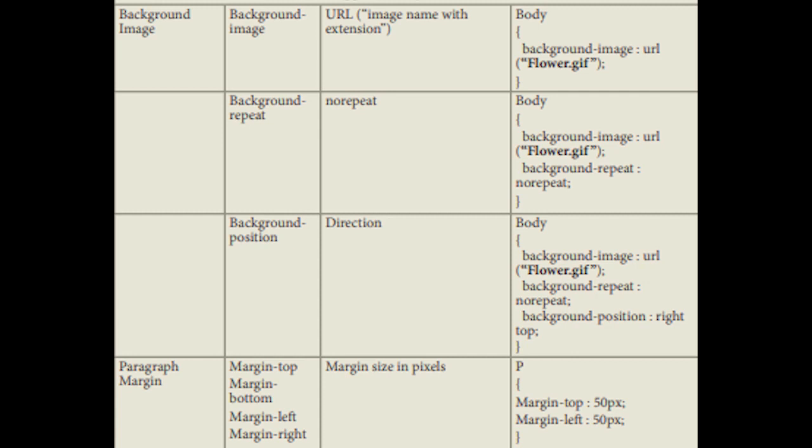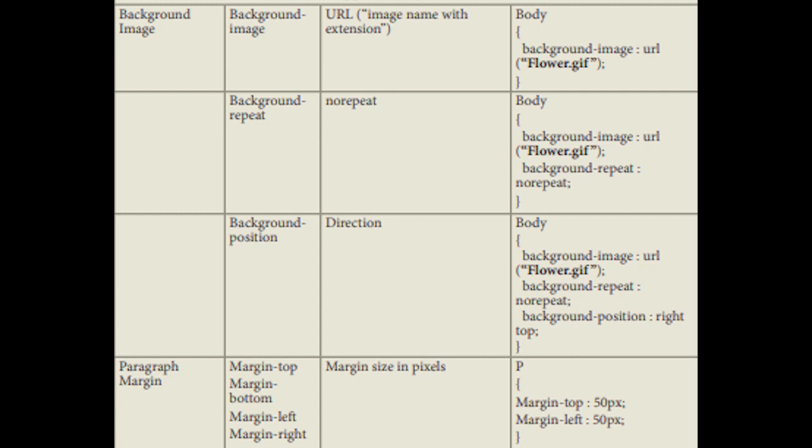The next one, background repeat. The property is background-repeat, and the value is no-repeat. The next one, background position, and the value is direction. After giving this background image, you have background repeat or no repeat. Background position also takes a direction. Here you can give right, top like that. Here you can see background-image and the URL, and then background-repeat colon no-repeat, background-position right, top.